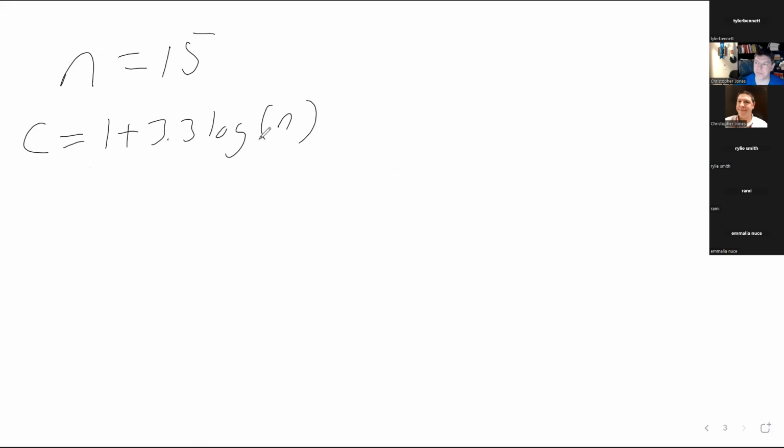So we would have that n is equal to 15 for this example. Now, after we find the sample size, the next thing we need to do is use Sturges' rule. And remember, Sturges' rule is C equals 1 plus 3.3 log of n. So that's our formula, right?